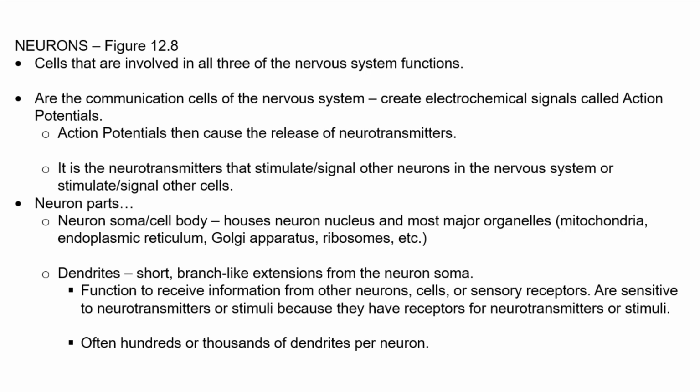Neurons are the cells that are involved in the three nervous system functions described previously. They are the communication cells of the nervous system. To communicate, they create electrochemical signals called action potentials that then lead to the release of chemical messengers called neurotransmitters. It is the neurotransmitters that ultimately signal and communicate with other cells.